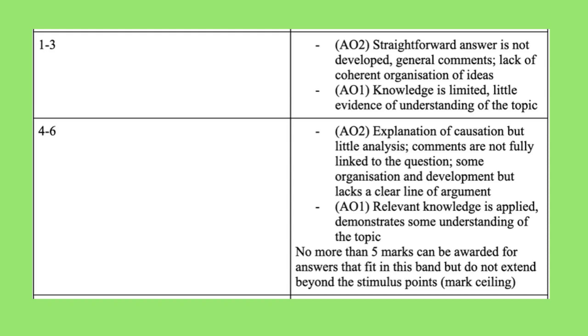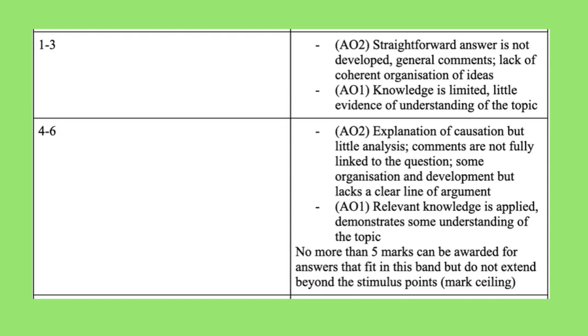Now, you might notice that we're seeing words like straightforward, not developed, general, lack of organisation. That means that maybe you've listed some factors that contributed to this event, but you haven't really explained them. So to show the examiner that you know the topic really well, you need to explain that factor in enough detail. That might mean bringing in evidence from your own knowledge to just expand on it a little bit, maybe making comments that take that factor and link it back to the question.